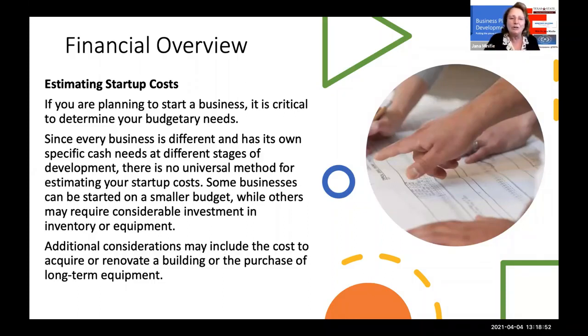This is not a cookie-cutter type of activity. Everything will depend on your business and what you're trying to start. Not every business is going to have the same startup expenses. If you're doing a web-based business, your startup expenses are going to be so much different from somebody starting a brick and mortar business. So we need to look at this in your particular example of what you are trying to do. Some businesses can start with a very small budget, and other ones are going to take a very large budget. And that's something you've got to look at.